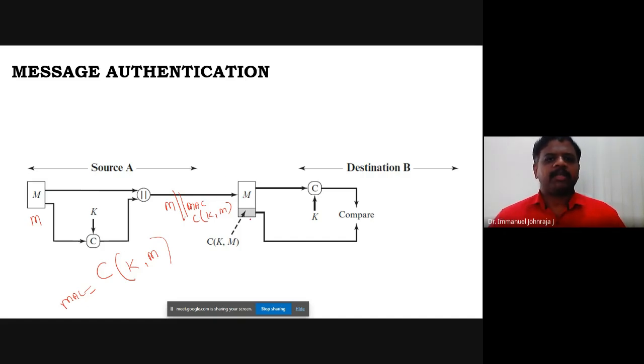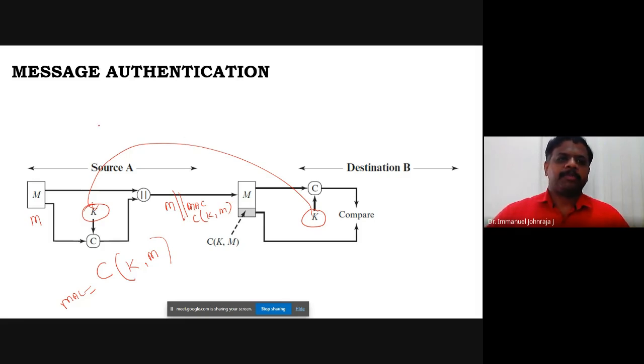So these two are given. Everything else is the same, except that the sender and the receiver must have exchanged the secret key among them. That's the requirement for you to implement your message authentication code. So the key has to be exchanged. If the key is not present, assume that the key is not present here and here, then obviously this is going to be your hash.